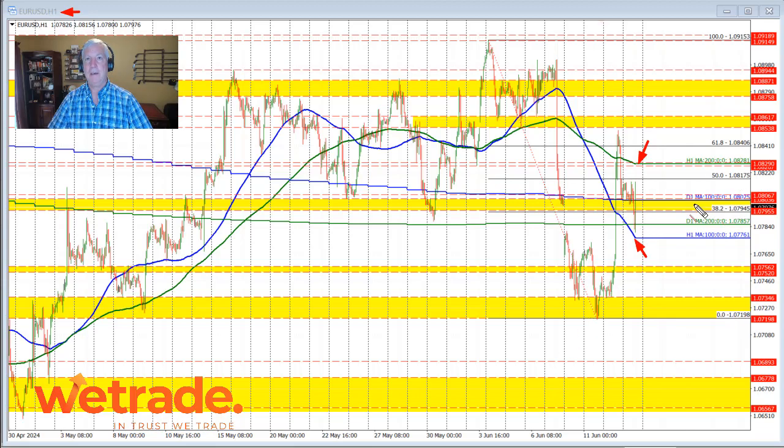Also in play, I guess, is the 50% retracement of the most recent trading range from our high price that we saw in the month of June right here to the low price in the month of June right here. That 50% retracement comes in at 1.08187. It sounds like there's levels all along the way right here.